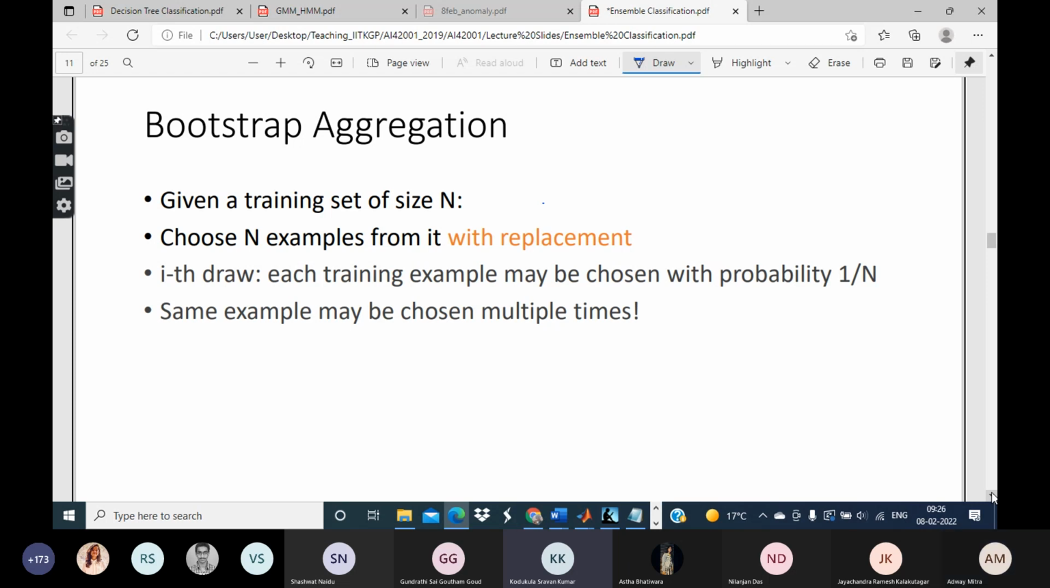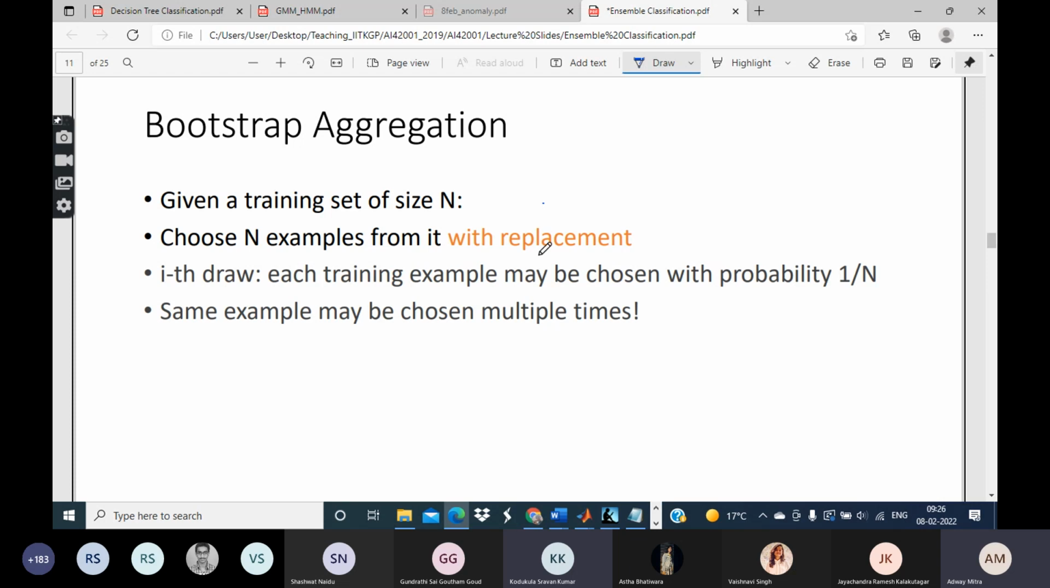So the idea is as follows. You have a training set with n examples, n different examples are there. Now you choose n examples of it by choosing at random with replacement. That is, in the first draw, you will choose one of those examples, but that example does not go away from the original training set. It still stays there. You have just made a copy of it.